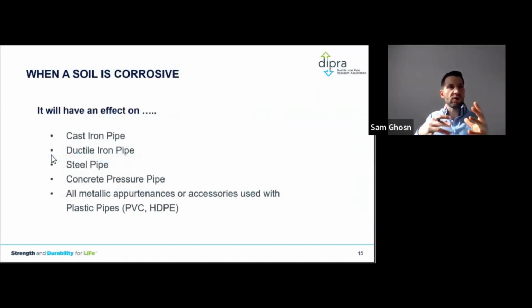However, when I told you corrosion will happen on metallic pipes, it's not going to happen only on ductile and cast. Any metallic pipe that you see on the ground, including steel pipe, concrete pressure pipe, and quite frankly, every component of a plastic pipe system. So let's say you're using PVC in your system or HDPE, but you're still connecting to ductile iron valves, ductile iron fittings, tees, wyes, elbows, and ductile iron hydrants and their barrels. So iron is everywhere underground. Even the fasteners that we put on plastic pipes are made out of metals most of the time.